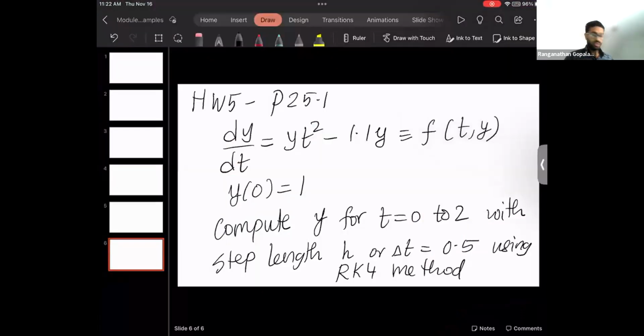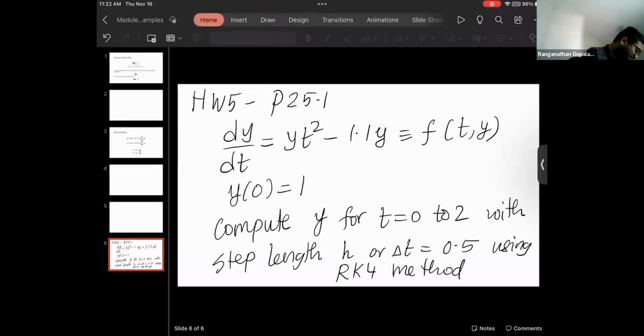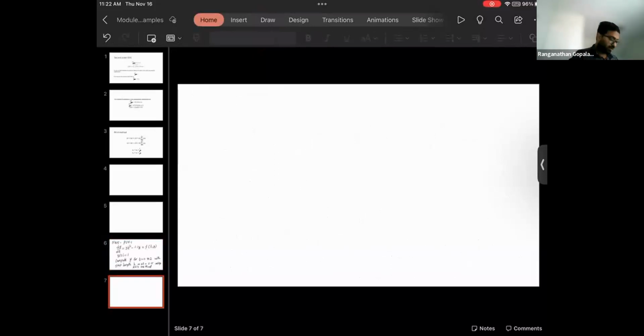All right. So you guys can see my screen, which has homework 5, problem 25.1. dy/dt equals y t squared minus 1.1 times y with an initial condition y of 0 equal to 1. And what we want to do is compute the value of y for t equals 0 to 2 with a step length of 0.2. Okay. So that is the problem statement. And first step, if this is an exam or if you're practicing, always write out the algorithm.